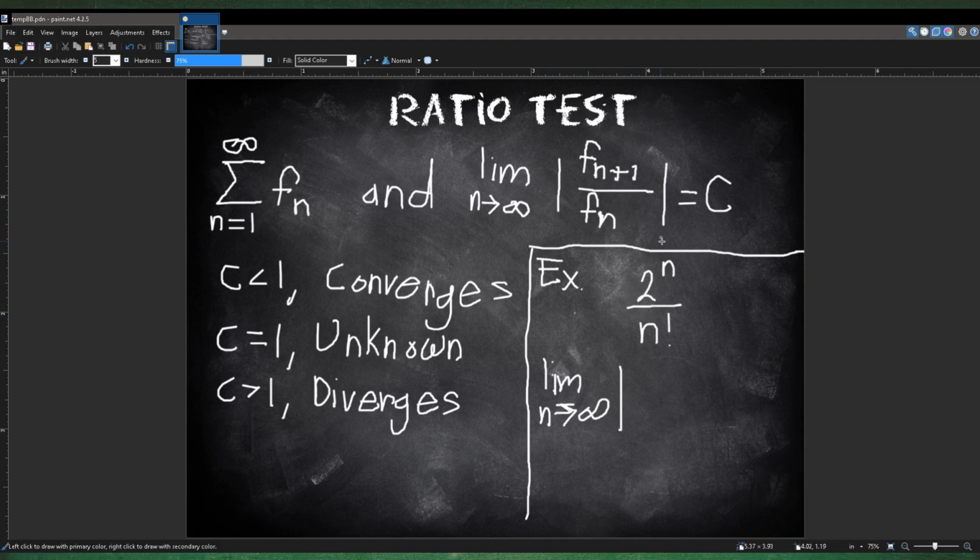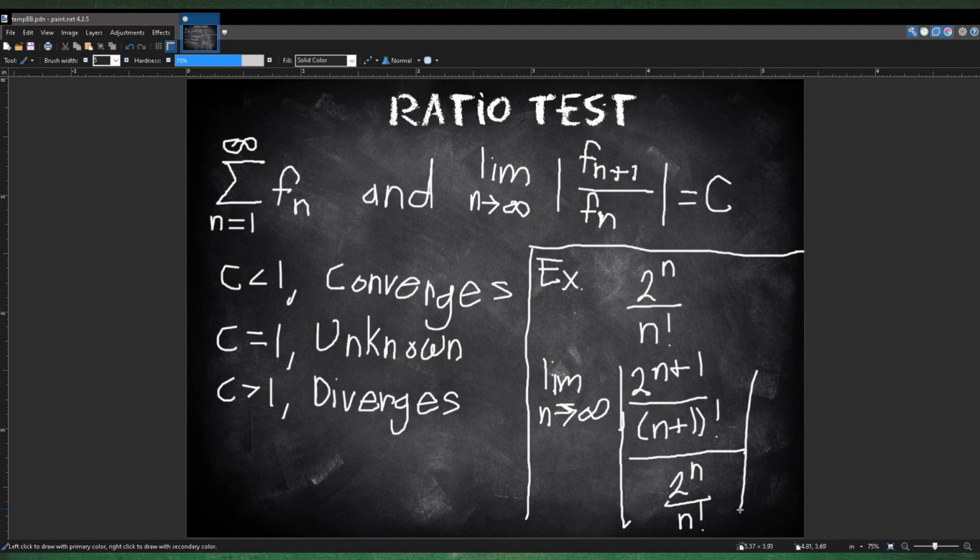So the next term in general is that you could just add 1. So you substitute n with n plus 1. So you have 2 to the n plus 1 divided by n plus 1 factorial on the bottom. And all this is divided by f of n, where f of n is 2 to the n divided by n factorial, right? So you take the absolute value of this entire thing, and that will give us c, right?